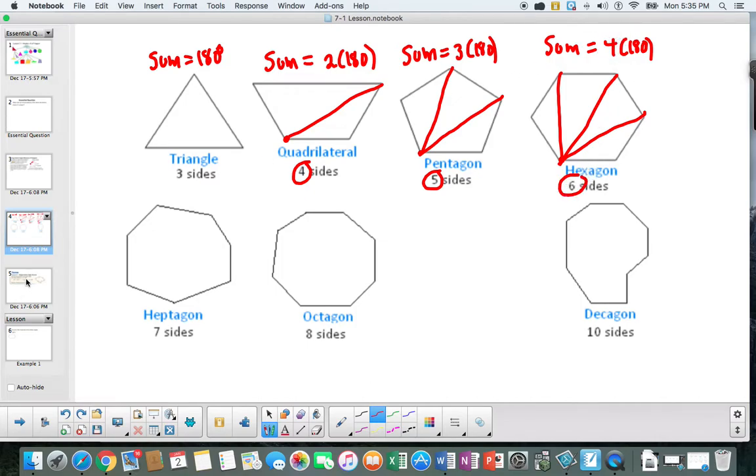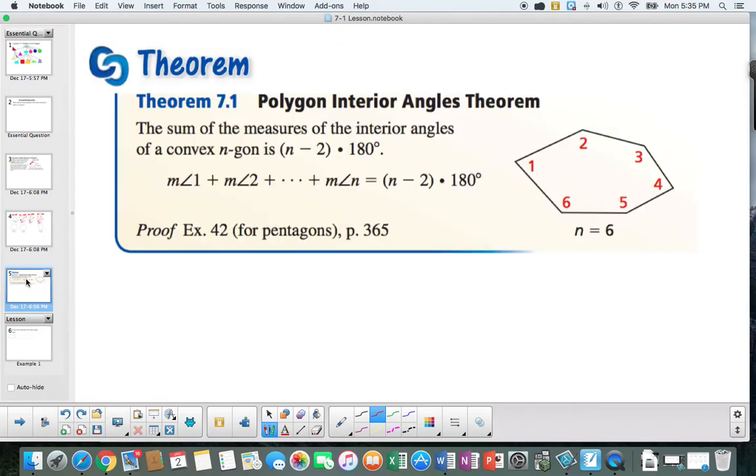Let's go to the theorem. This is called the polygon interior angles theorem. It says if you want to find the sum of all the angles inside of a polygon, take the number of sides, subtract 2, and then multiply by 180. That's because n minus 2 is the number of triangles created by all the diagonals from one vertex.